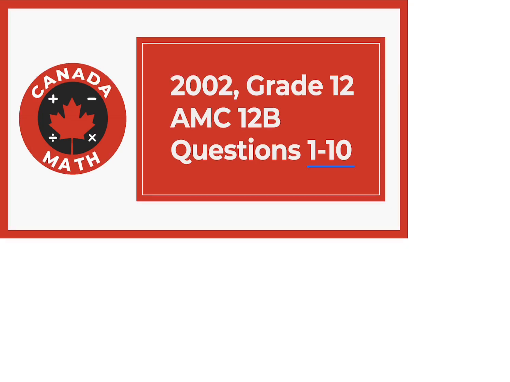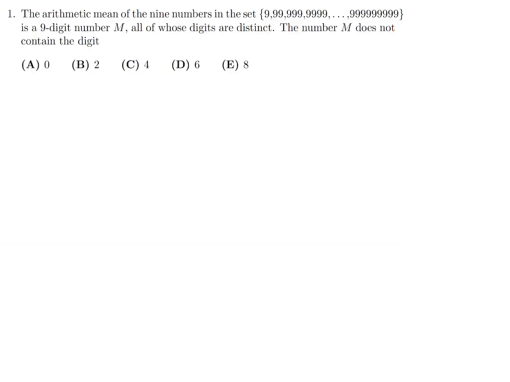Questions 1 through 10 on the 2002 grade 12 AMC 12B. The arithmetic mean of the 9 numbers in the set is a 9-digit number m, all of whose digits are distinct. The number m does not contain the digit. So how do you take the mean of a set of numbers?